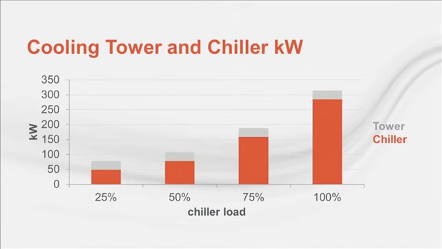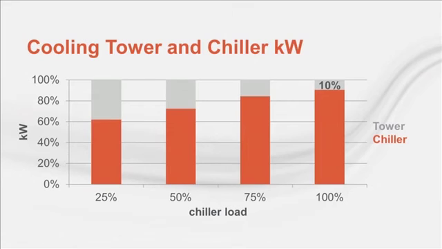Let's examine that. At 100% chiller load, the tower is about 10% of the chiller plus tower power. At 25% chiller load, the tower is about 40% of the chiller plus tower power. Especially at lower load conditions, it makes a lot of sense to optimize the system energy by backing off on the tower fan speed and letting the chiller work a little harder. The bottom line is that it's always important to look at the system, and Chiller Plant Analyzer allows you to do that.